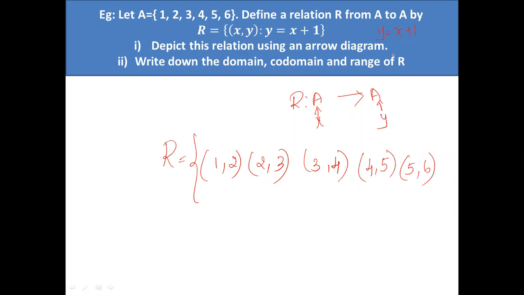Why cannot I write it? If I put x is equal to 6, I'll get y is equal to 7.